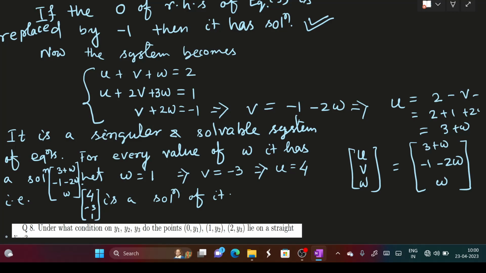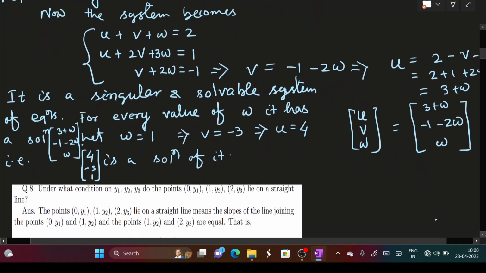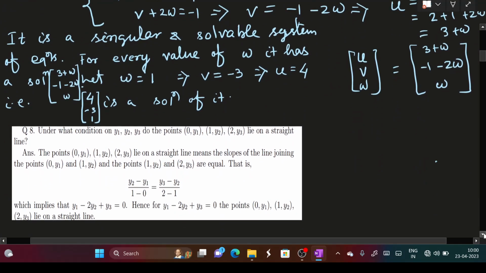Let us substitute w equal to 1 to get a particular solution, that is 4, -3, 1 is a particular solution of it. Okay, so next we will move to another question.